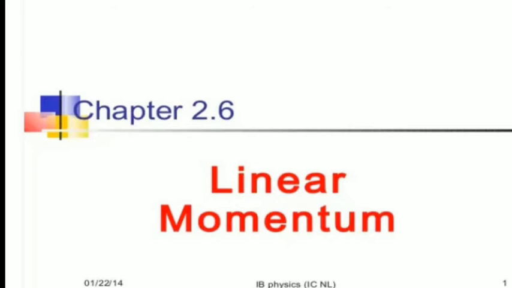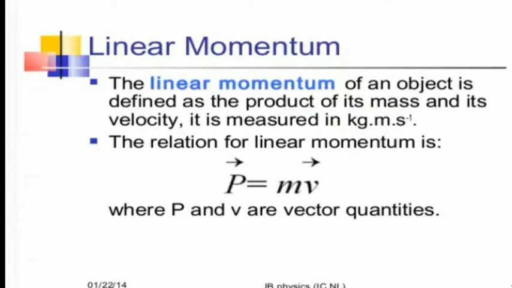Linear momentum is the product of a system's mass and its velocity. In equation form, linear momentum P is equal to mv. You can see from the equation that momentum is directly proportional to the object's mass m and velocity v. The total linear momentum of the products must be equal to the total linear momentum of the reactants.